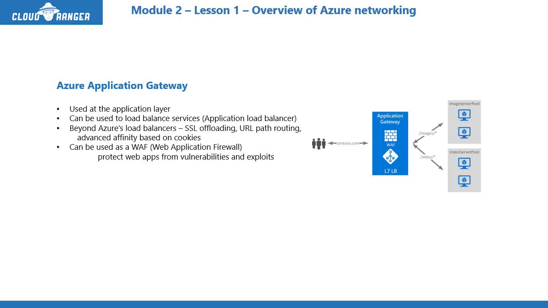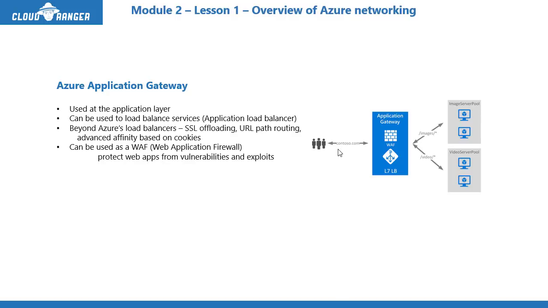It can be used as a WAF, or web application firewall. I'm not going to get into details of that. Basically, what it does is it protects your web apps from vulnerabilities and exploits. So I have a little example over here. You have users coming into your application gateway, and your application gateway will have the WAF feature if you have enabled that, or it will do layer 7 load balancing, which means that it's an application load balancer. Based on how this is set up, it will throw traffic to a different set of servers over here. As you can see from this diagram, we are doing a little bit of URL path routing.